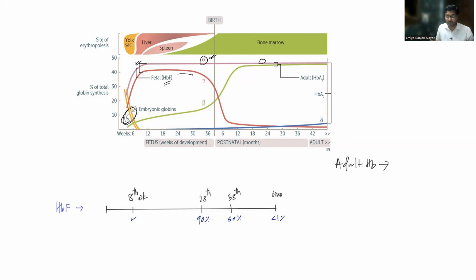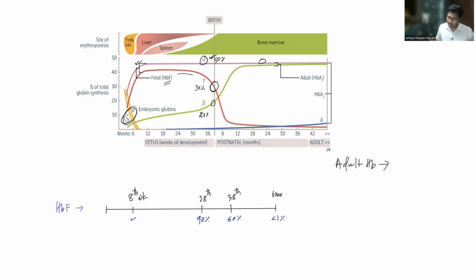Gamma globin will be produced, and at around birth, the gamma globin chain is around 30%, and the beta globin is around 20% during birth. So gradually the gamma globins will start to reduce and the beta globins will start to increase. At birth, alpha is 50%, gamma is 30%, and beta is 20%.